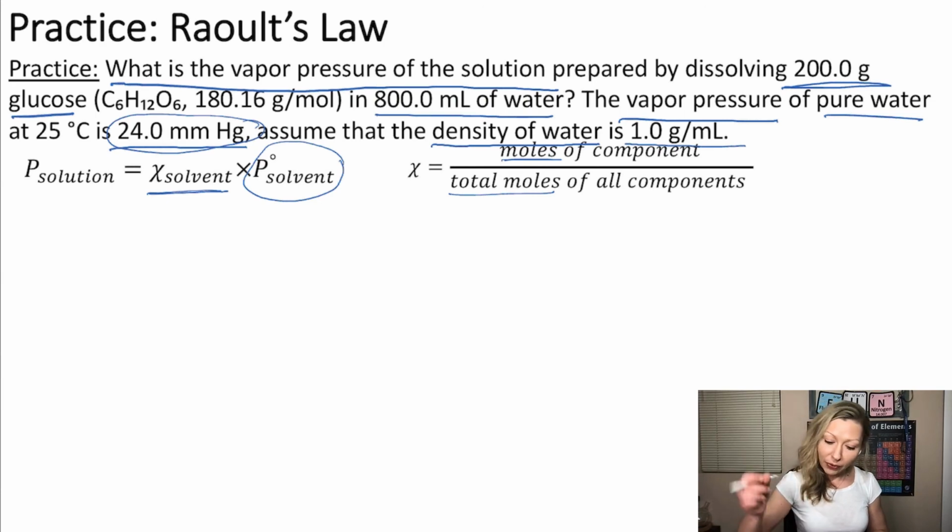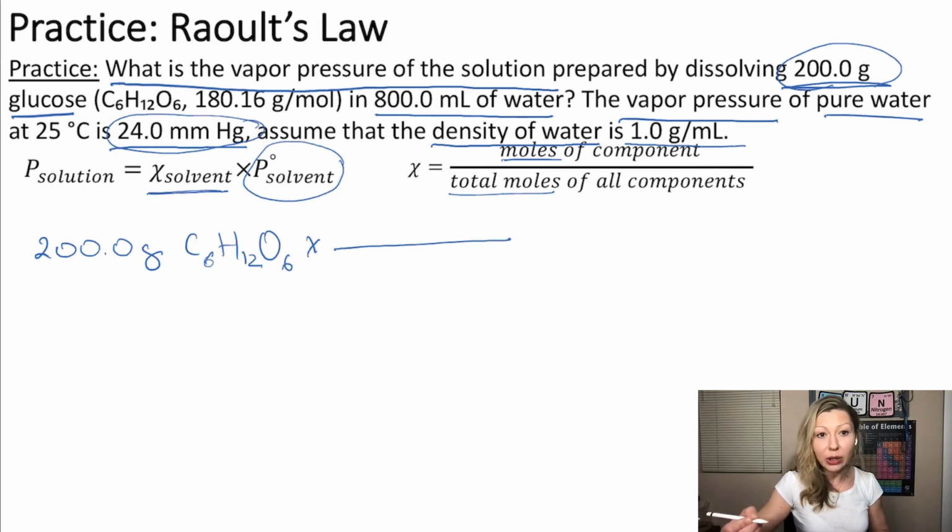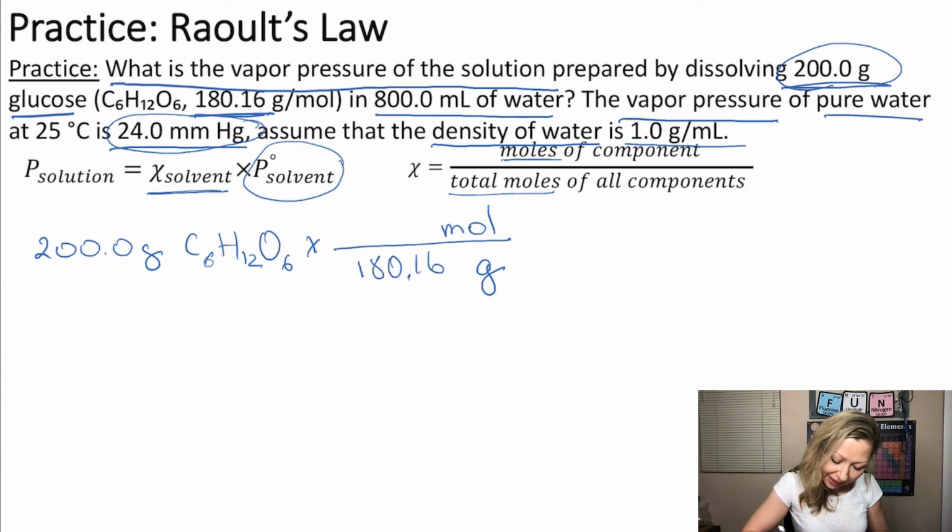So let's start with figuring out how many moles of glucose we had. Because we have 200 grams, and glucose is C6H12O6, right? We can convert it into moles by using the molar mass, which is actually also given here. Grams are going to be on the bottom, moles are on top. So 180.16 grams is 1 mole. Grams will cancel out. We are going to end up with the final unit of moles. And if you do this calculation, you are going to get 1.1 mole.